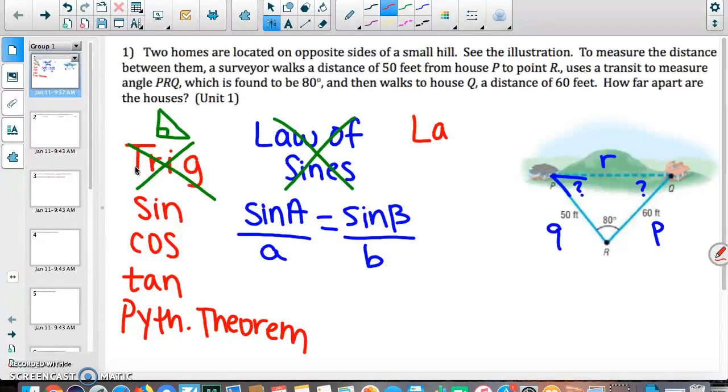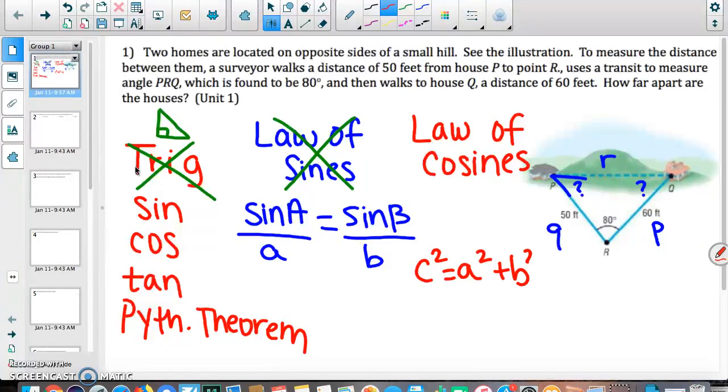Our last tool that we discussed was law of cosines. If you remember, this theorem looks a lot like the Pythagorean theorem, but then it's minus 2ab cosine of c. And again, this side c is across from this angle c. So the angle and the side across from it should be using the same letter.